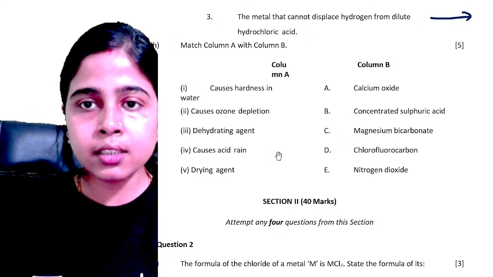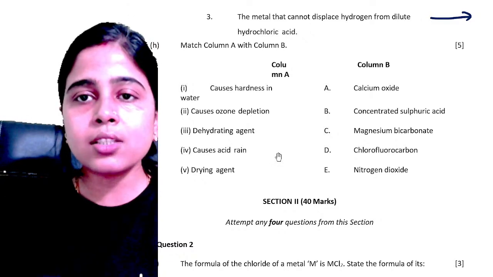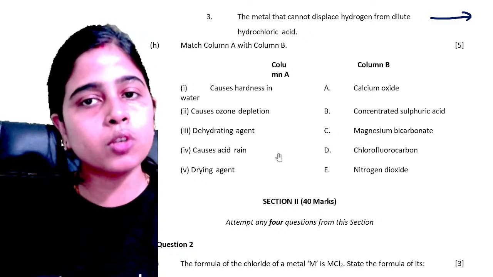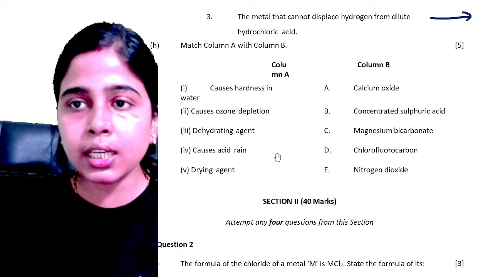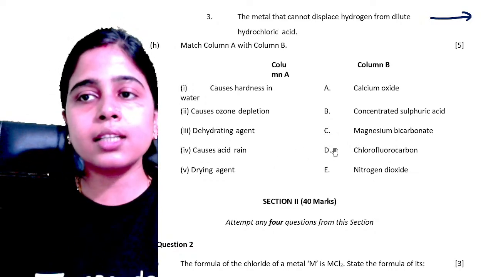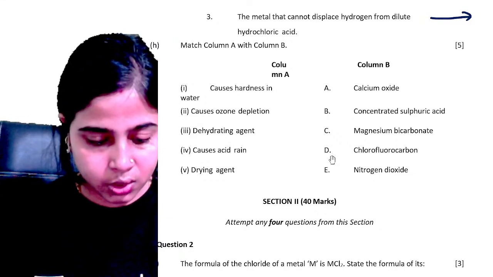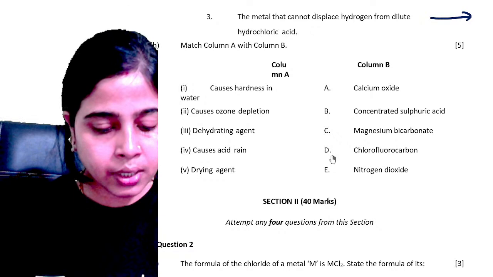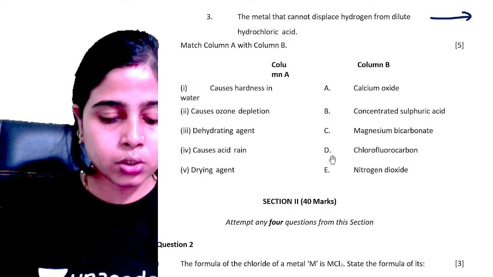Which one are you telling? Magnesium bicarbonate. Okay, causes hardness in water. Very good. Yes, causes ozone depletion, that is chlorofluorocarbon. Very good. Which of the following is a dehydrating agent? 3 ka 2. Very good. Concentrated sulfuric acid. 4 ka 2. Piyush, how can it be? Both questions can't have the same option.